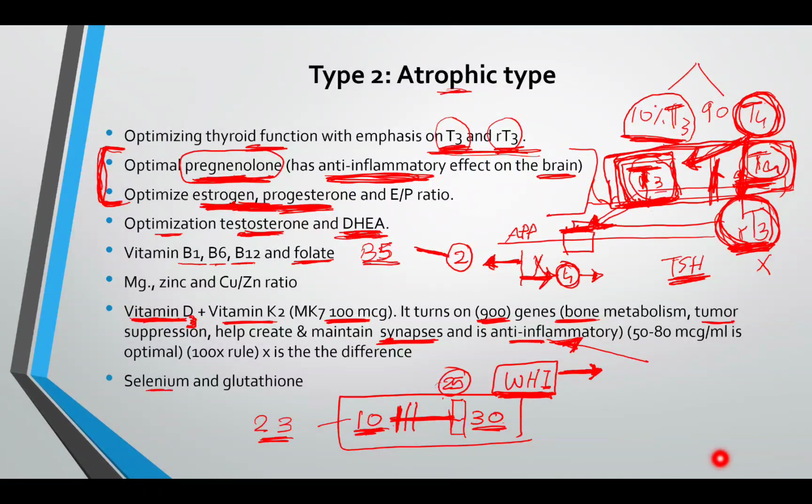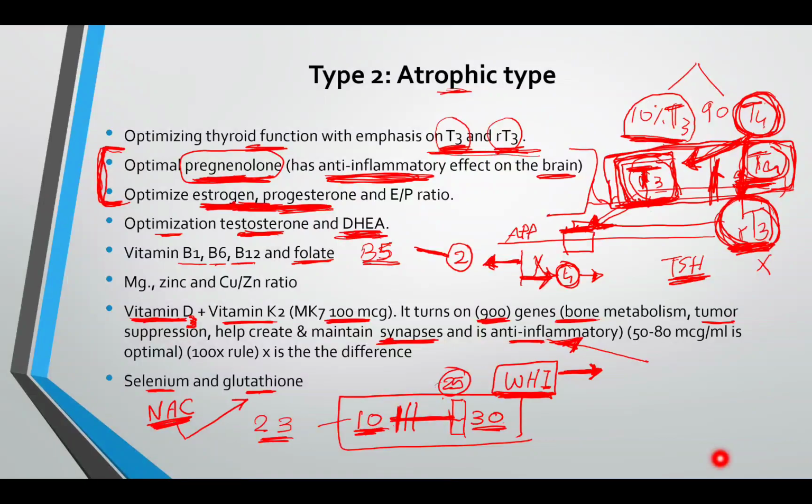Also, selenium is very important for calming down inflammation, and glutathione is important as an antioxidant. It's the most important antioxidant in the body, and we can give NAC, N-acetylcysteine. It's available and can be given daily.